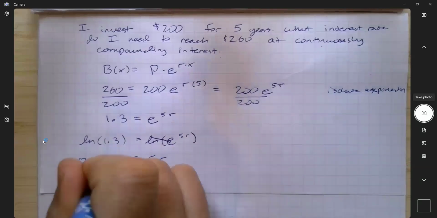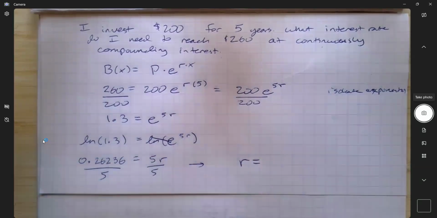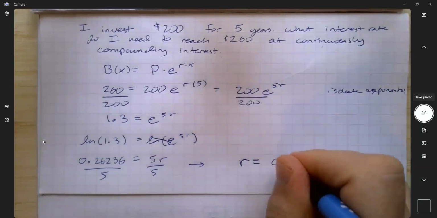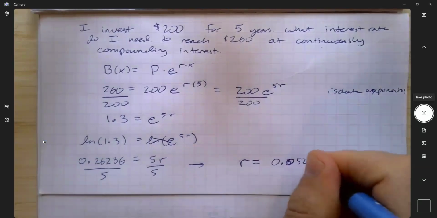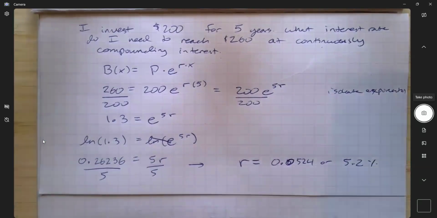And divide both sides by 5. And I'm going to get r equals 0.0524, or about 5.2% interest. And then I do a quick check. Would my instructor give me a question where the interest rate is about 5%? Yes, that would make sense. If you got 28%, that probably wouldn't make sense because there aren't a lot of things that have that level of interest.